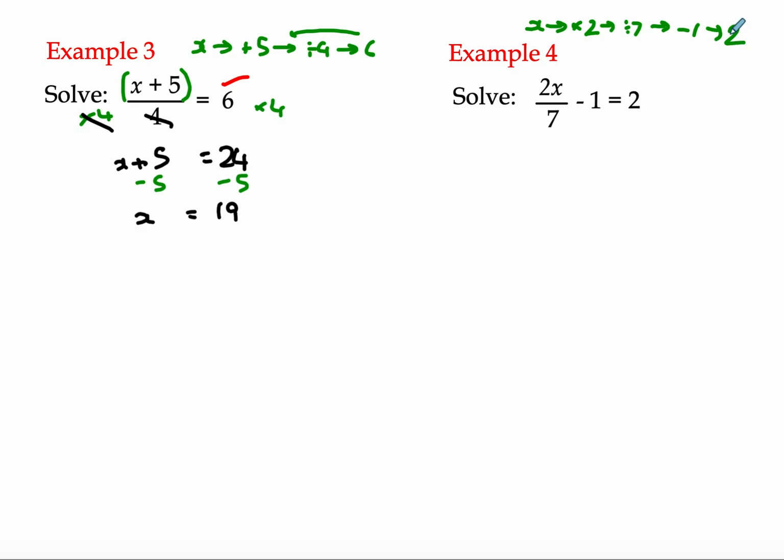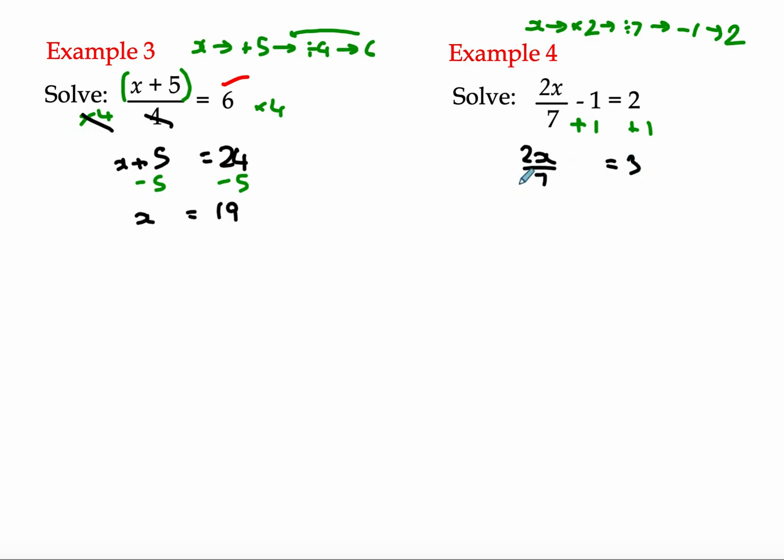So if we want to work back from 2, we're going to have to deal with the minus 1 first, which you probably sussed out already, because that's kind of far away from the x term. So we're going to add 1 to both sides. And we've still got 2x over 7. We've got no minus 1 anymore, they cancel out, and we've got 2 plus 1 is 3.